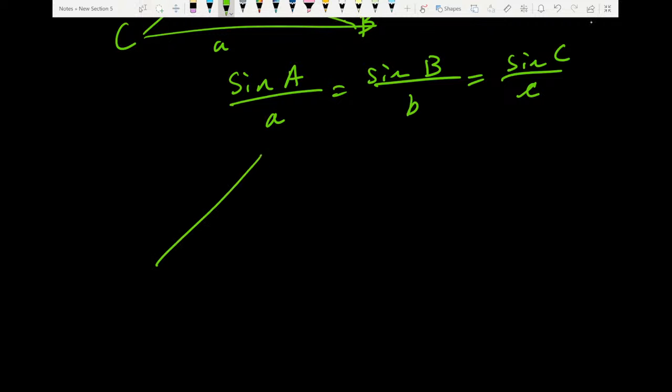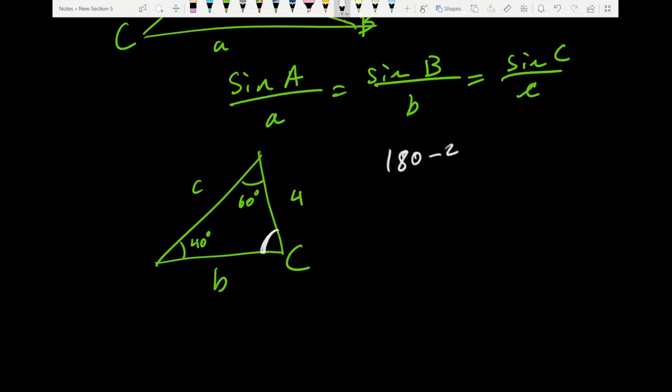So let's say I give you this triangle, with 60 degrees, 40 degrees, and a side of 4. This is the angle C, and this is B. So we want to find the missing side. Right away, we could figure out the missing angle, because 180 minus 40 minus 60 gives you what? 80 degrees. So the angle across from C is 80 degrees.